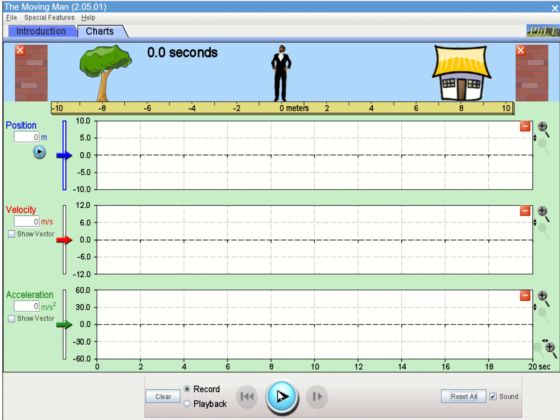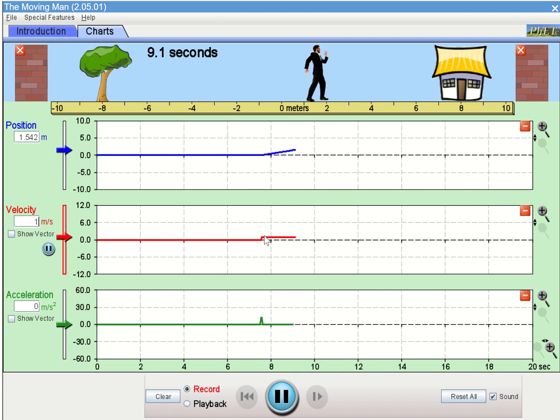Now, if I just let this play, he's going to be standing at the 0-meter position spot. And notice how my position, velocity, and acceleration are all just reading 0. If I give him a velocity, let's say give him a velocity of 1 meter per second, he'll start moving to the right. And you'll notice that my velocity graph is at a constant 1. And my position graph, now I'm moving away from the origin.